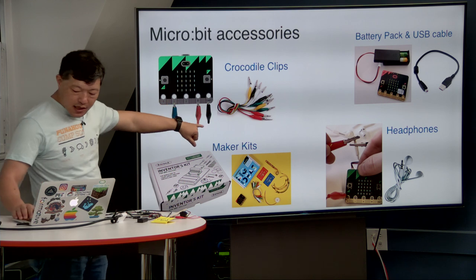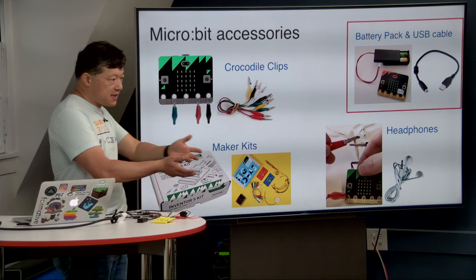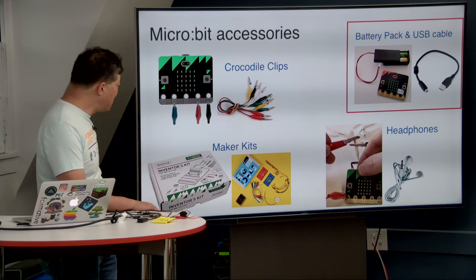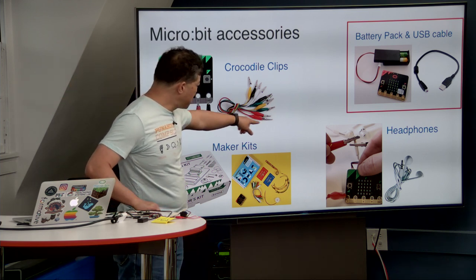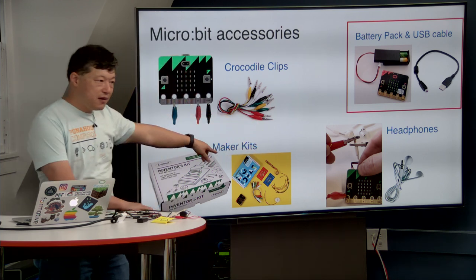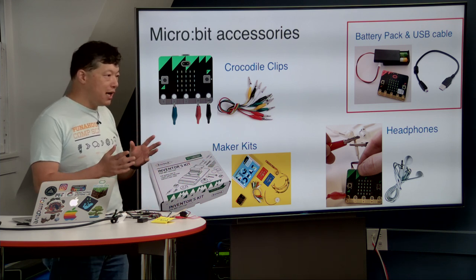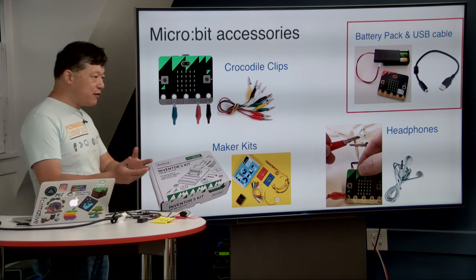This basically comes with the battery pack and the USB cable with it. The battery pack allows you to use it separately from the computer. When you have it plugged into your computer, it's powered off the USB. If you have a pair of earbuds, you can actually use crocodile clips to connect the earbuds to the micro:bit. So you can actually hear, and it has a tone generator, so you can actually create music. I've had students create the entire Legend of Zelda theme off of the micro:bit.